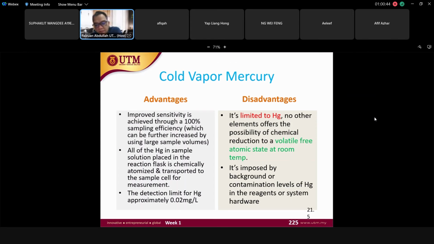The concept is similar now. Okay, we have the hollow cathode lamp, right? We have the detector to detect how much of the absorption. But now, as you can see, for all types of AS, we have flame, graphite furnace, hydride generation for metalloids, also cold vapor for mercury. The differences are in the atomization stage, right? Can you see that?